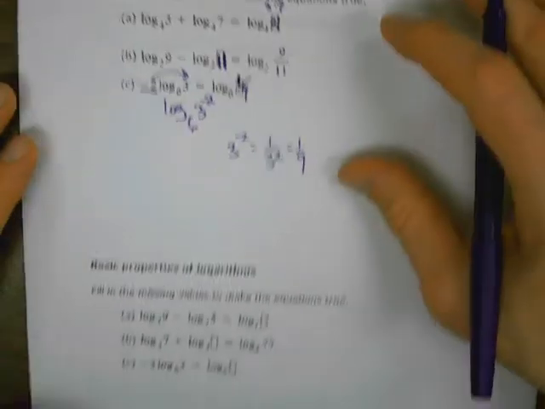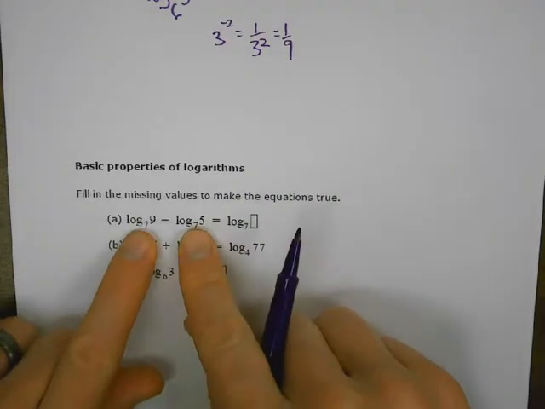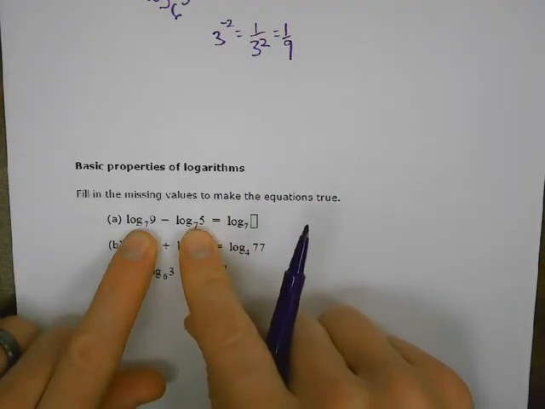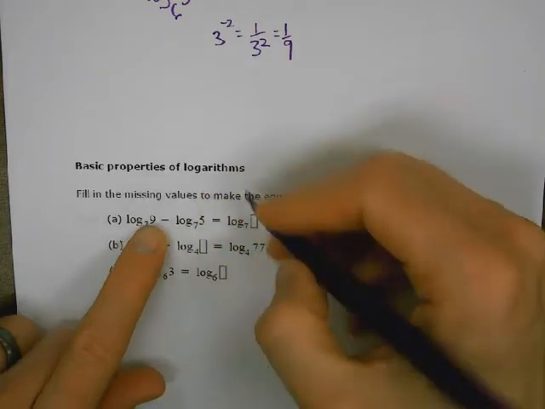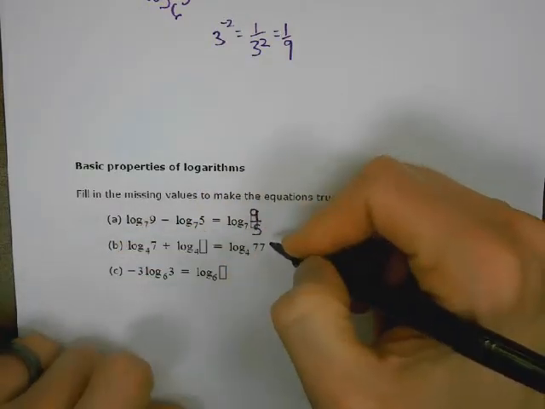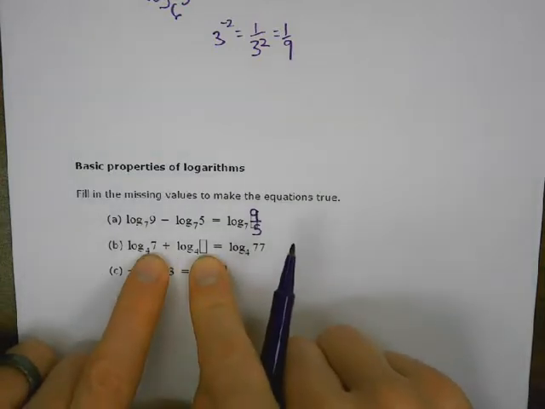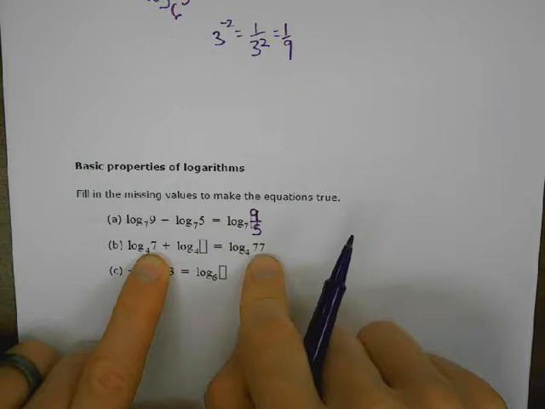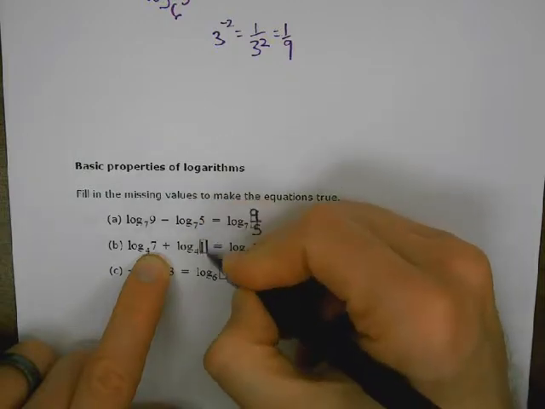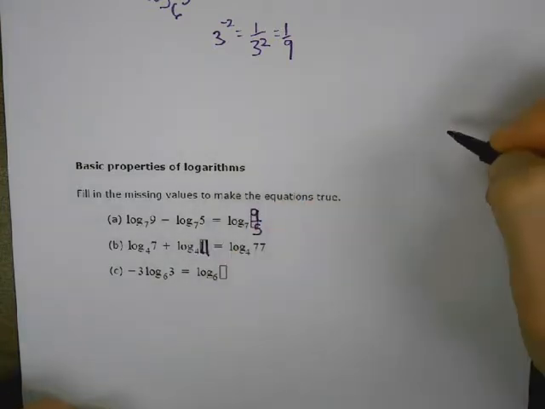Let's do one more example, a little bit faster maybe. And subtraction of two logs, I'm thinking quotient rule. So it's going to be 9 over 5. Addition, I'm thinking product rule. These things are multiplied together to get 77, so it's got to be 7 times 11 to get the 77. So that's 11 in there.